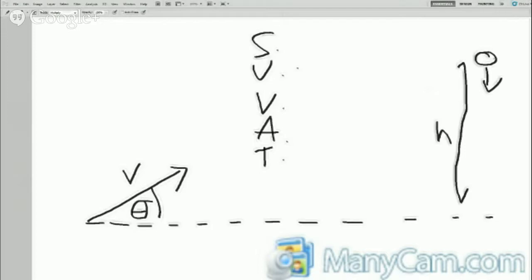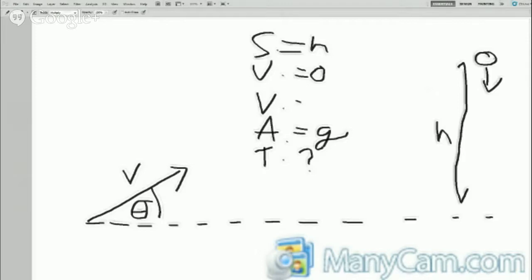If I drop it from rest, then our u, our initial velocity, is going to be 0. We know our acceleration is going to be minus 9.81, so that's g. We know the distance traveled is h, and in this case we want to know what the time is going to be.